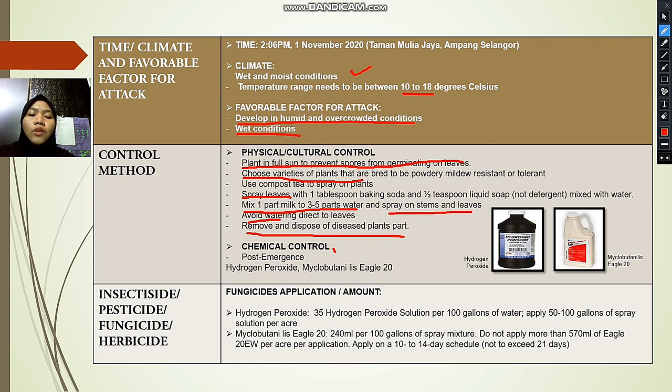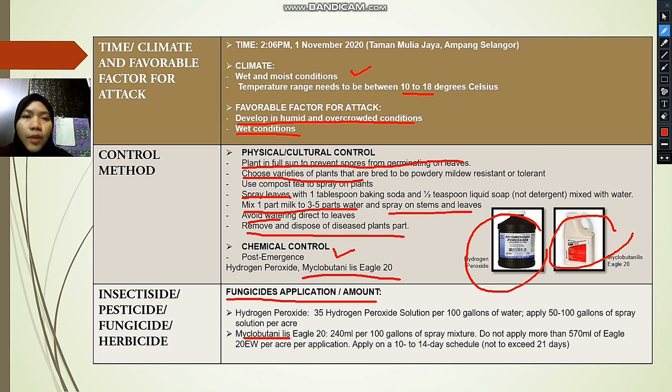For chemical control, we only use post-emergence, where the first is hydrogen peroxide, and the second is myclobutanil, Eagle 20. Here is the picture of the fungicide we applied. For the amount of fungicides we apply, for hydrogen peroxide, we apply 35 per 100 gallons of water. For myclobutanil, we apply 240 milliliters per 100 gallons of spray mixture.